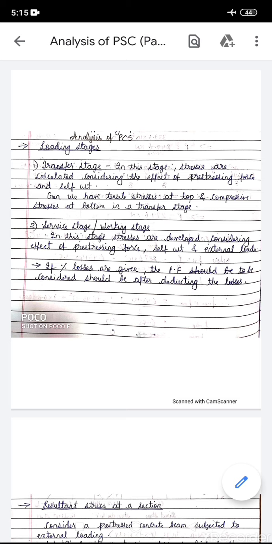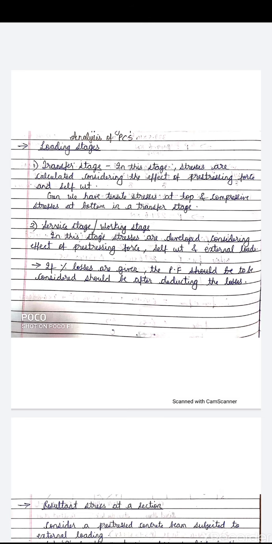So first let us try to understand the various loading stages. So what is transfer stage? So in this stage, stresses are calculated considering the effect of pre-stressing force and self weight. So I hope you understood by this that transfer stage is nothing but the stage in which external loading is not considered. So before applying the external loading, the stage of pre-stressing alone is called as your transfer stage. So generally we have tensile stresses at the top and compressive stresses at the bottom in transfer stage.